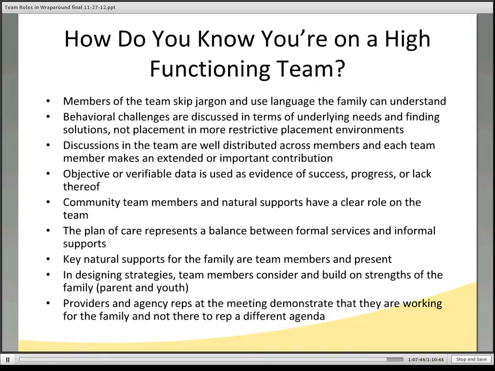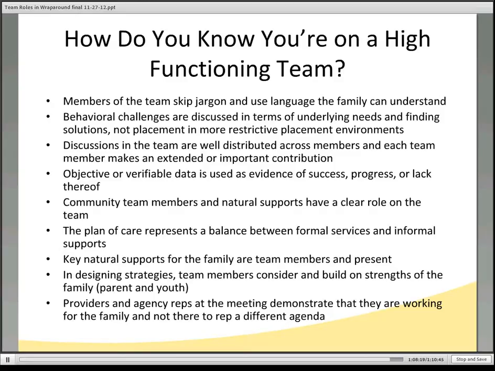team members. The plan of care that's developed as part of the Wraparound team really represents a balance between the formal services and the informal supports. And we'd like to see the informal supports increase over time and the formal services decrease. Doesn't always happen, but that certainly is a goal of a high-functioning team. The key natural support people for the family are there at the team meetings, and they're present.